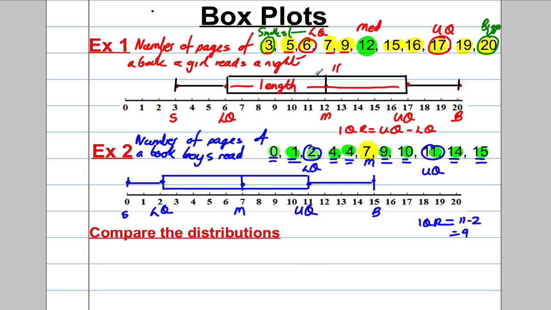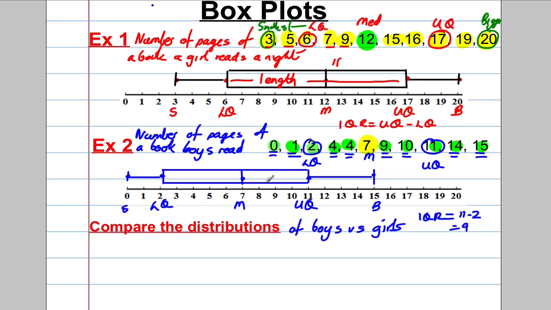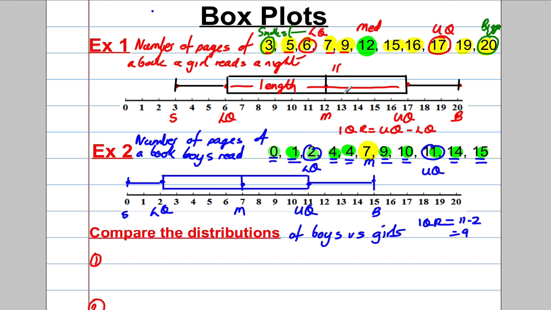Now, here is a picture showing the amount of pages of a book girls read in a night, and here's the one for boys. And we are often asked to compare the distributions of boys versus girls, or whatever we are comparing. And you must always say two things, and you separate them out. You say one thing here, and you get a mark for it, and you say a second thing here, and you get a second mark. The first thing we're going to do is compare the medians. So we're going to compare the median of the girls versus the median of the boys. The median of the girls is 12, the median of the boys is 7.